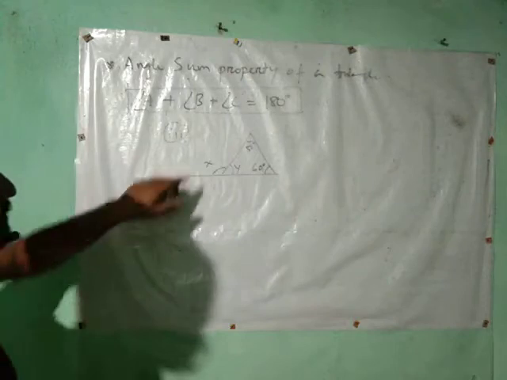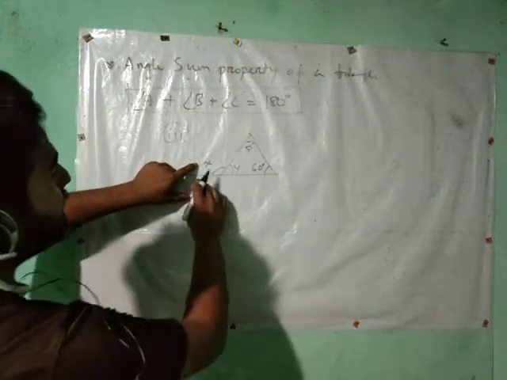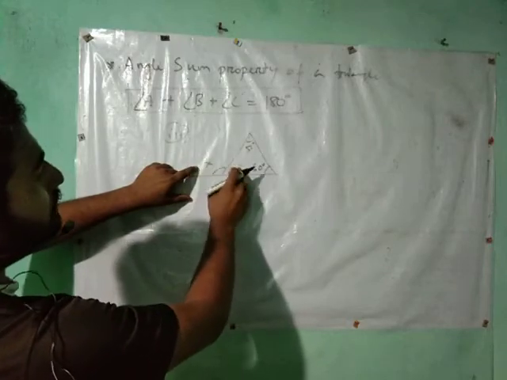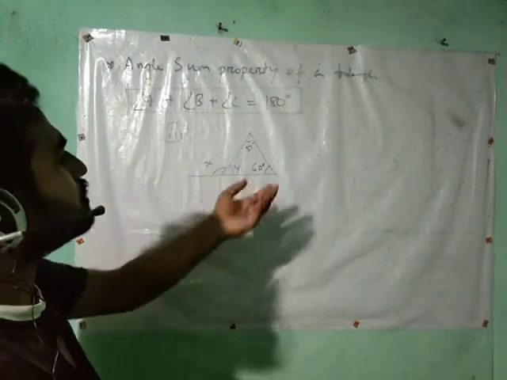After getting this value, you can directly say this angle is 180 degree, right? 180 degree minus this value will give you the value of y. Or you can proceed in some other way.